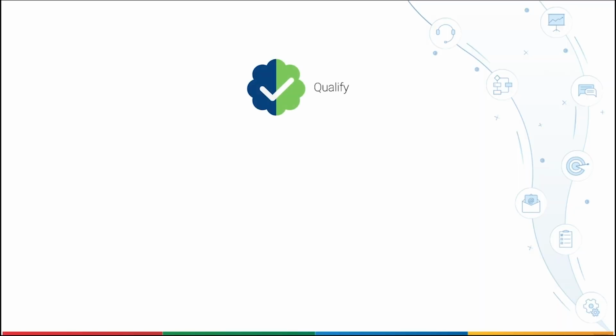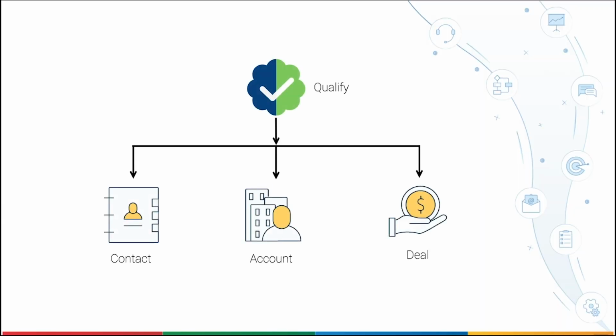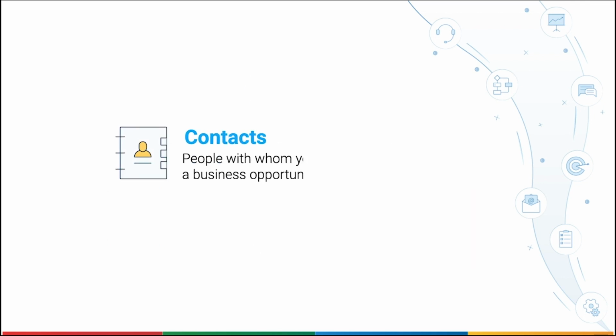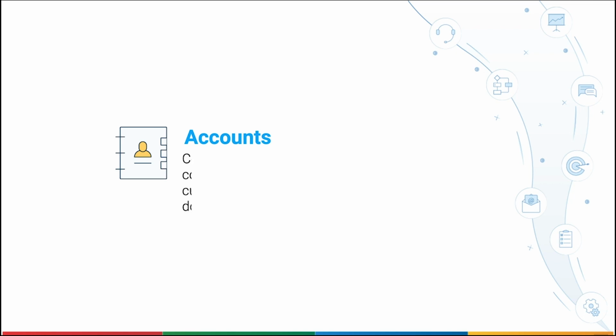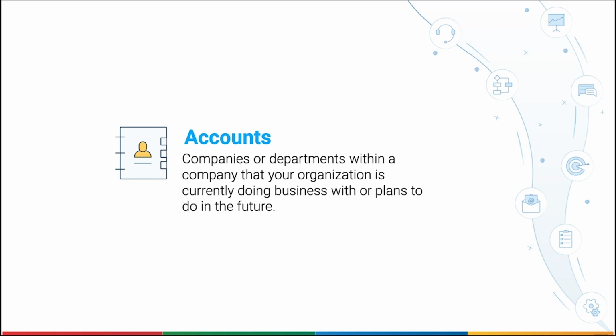Now, once you qualify a lead, it can be converted to a contact, account, and deal. Contacts are people with whom you communicate for a business opportunity. They can be the decision makers in a company, administrators, or even partners. Accounts, on the other hand, are companies or departments within a company that your organization is currently doing business with or plans to do business with in the future.